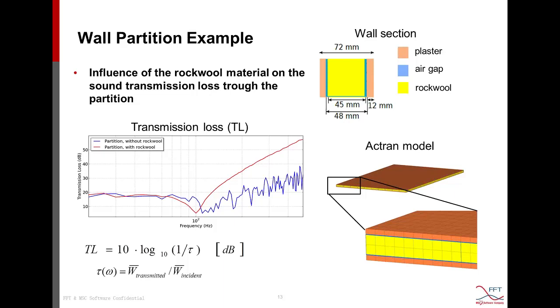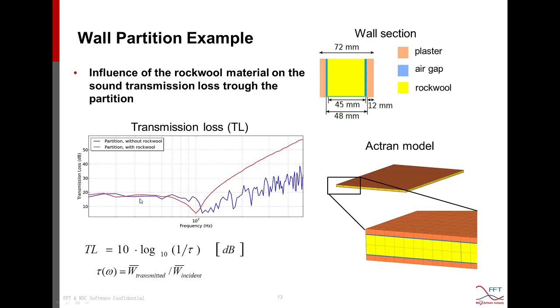Okay, the next example is the demo case that I used for the last webinar on a wall partition example. So just to remind you of this problem, we have a wall partition, including on each side a plaster layer, and then a very thin air gap, and then in between a thick rock wool layer for the damping effect.